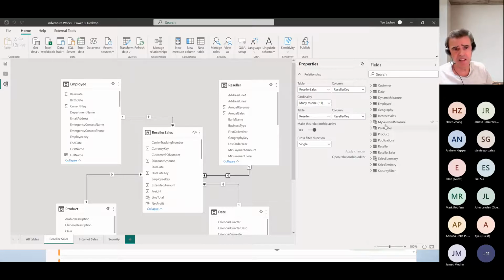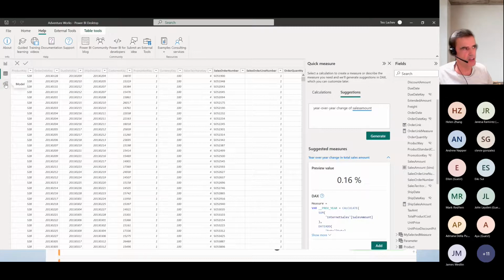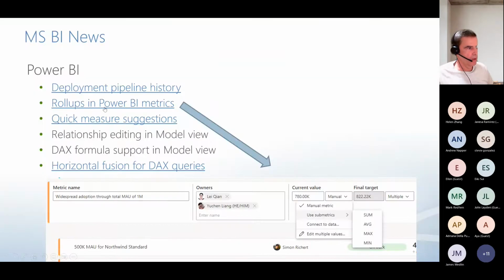Another new feature that I like is that if you have a measure like this one in here, now the formula bar is available in Power BI Desktop. So I can go ahead and change that measure. I can do that in the model view. I can do it in the data view. So Microsoft is starting the unification of these views, just to make sure that all the features are available no matter which tab you are on in Power BI Desktop. All right, relationship editing, DAX formula support.